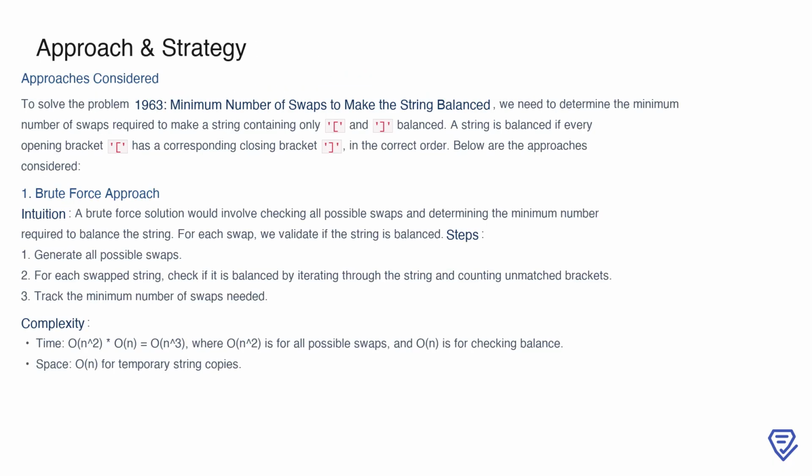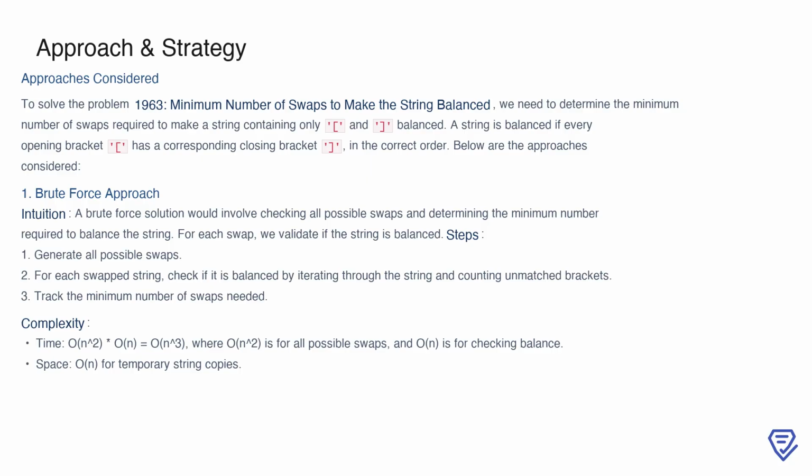To solve the problem of determining the minimum number of swaps required to make a string of brackets balanced, we considered a few different approaches. First, let's look at the brute force approach. The idea here is to generate all possible swaps and check each resulting string to see if it is balanced. A string is considered balanced if every opening bracket has a corresponding closing bracket in the correct order. Using this method, for each swap, we would validate the string by iterating through it and keeping track of unmatched brackets.